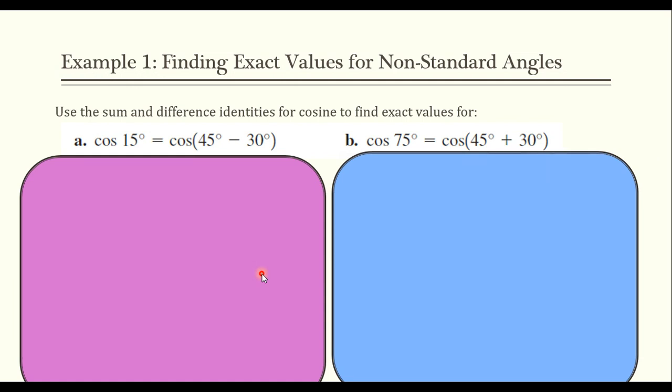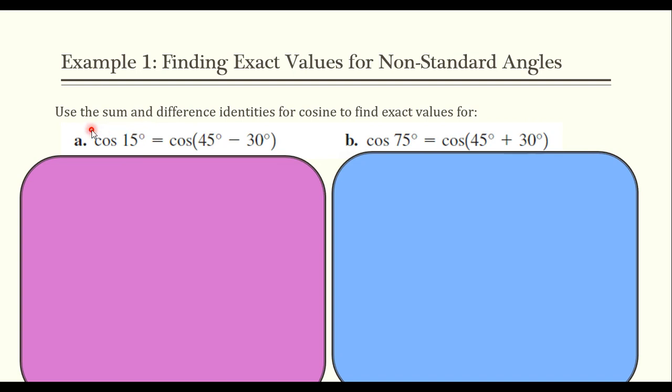We're going to find the exact value for non-standard angles. So we don't know what cosine of 15 degrees is, because cosine of 15 degrees is not on our unit circle. We have 30, we have 45, and then we have 60, 90, right? They're all in increments of 30, 45, 60, 90. So if I asked you to figure out what cosine of 15 degrees was, we need some other way to establish that. And this is where our sum and difference are going to come into play.